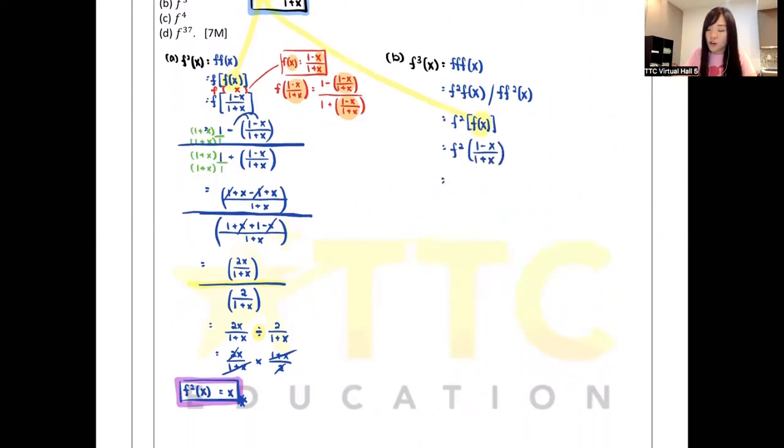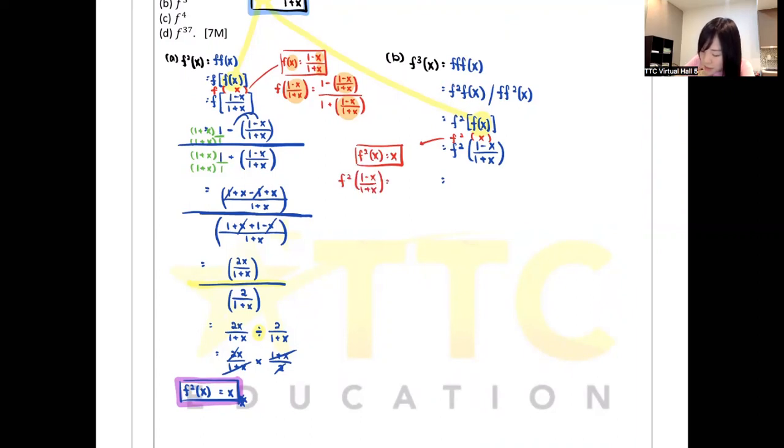Okay? So look, my dear, this one you don't feel too shocked. So until here, isn't it this one is f square x again? So f square x, what is my equation? f square x, my equation is x, right? So now you're going to do f squared of 1 minus x over 1 plus x.